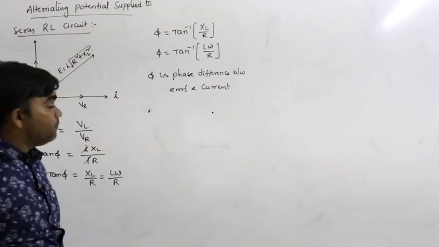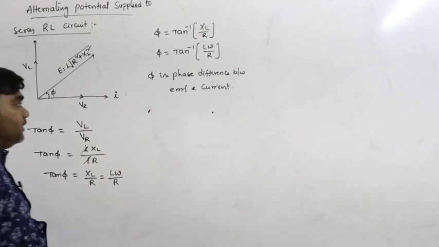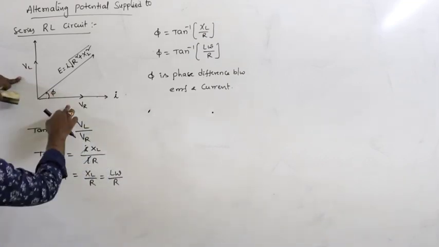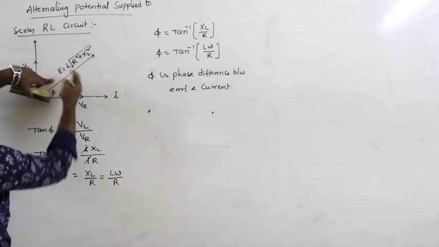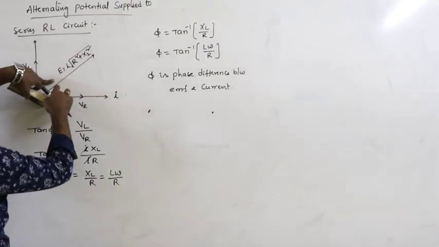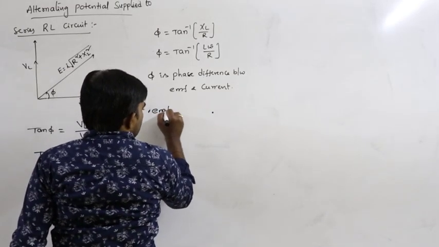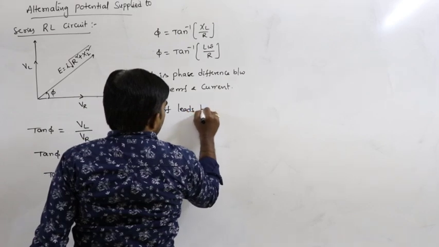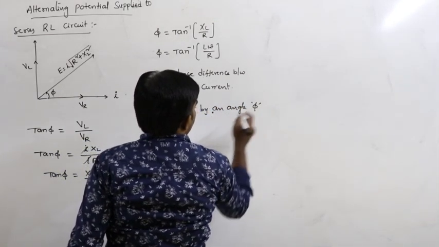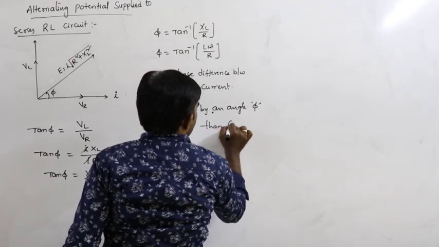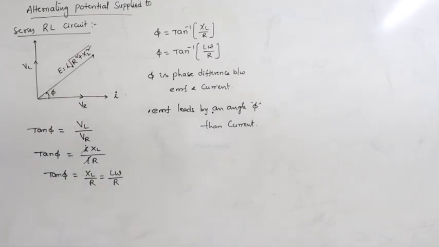Which one leads here? Definitely EMF leads, because this is VL and this is VR. Net potential is like this. So that means this is the net potential. Net potential leads by an angle phi than current. So therefore here EMF leads by an angle phi than current.